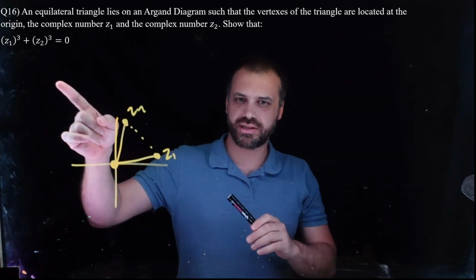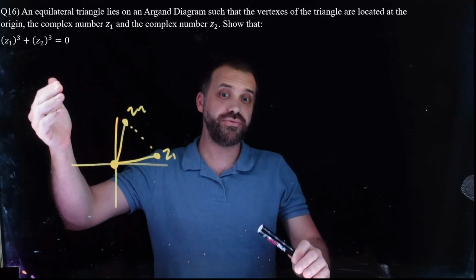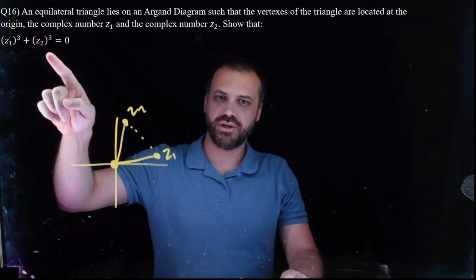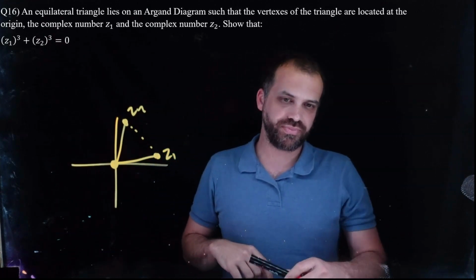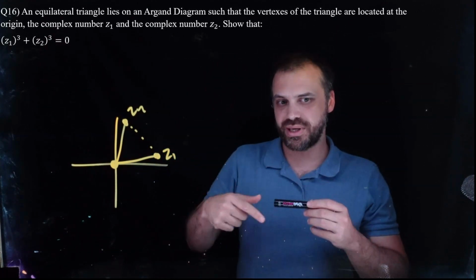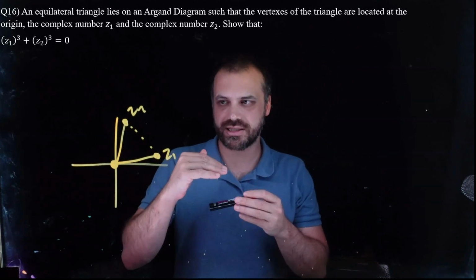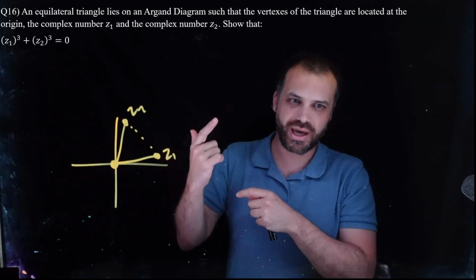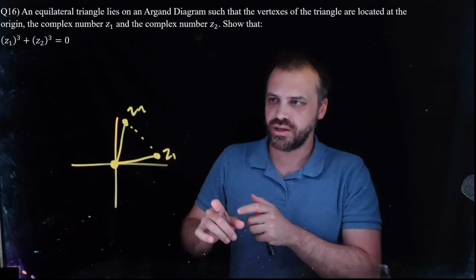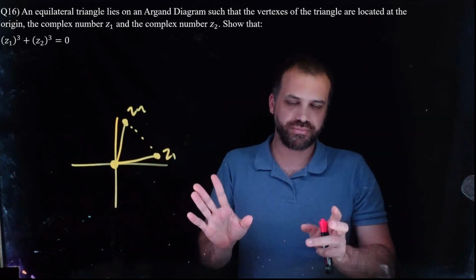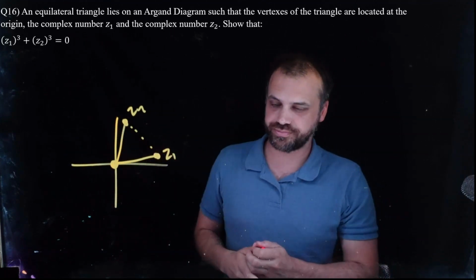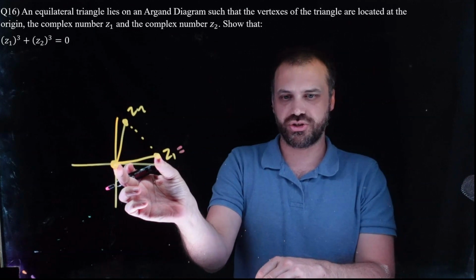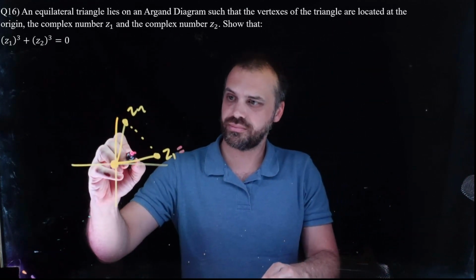Now, the question tells me to figure out or prove that Z1 cubed plus Z2 cubed is equal to 0. When I think of complex numbers being cubed, I think of them as being in polar form. Because cubing, raising a complex number to a power, is much easier when they're in polar form. So let's write these two in polar form, keeping in mind that we don't know anything about them. Alright, Z1 is equal to some magnitude, an unknown length. Just call it A.